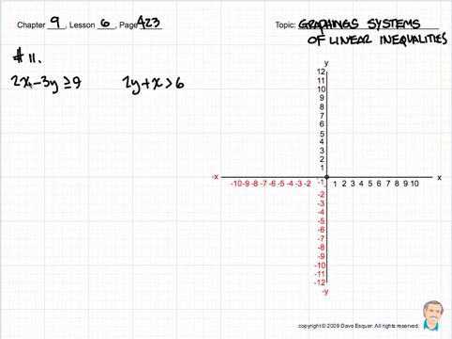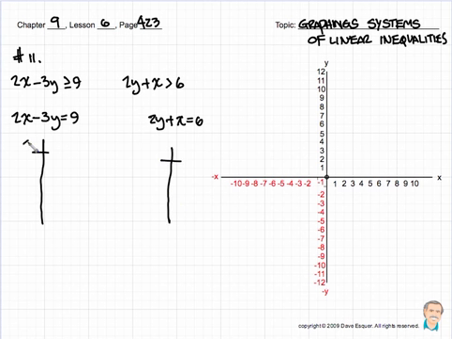So here we go. Let's begin with number 11. 2x minus 3y is greater than or equal to 9. And the other equation is 2y plus x is greater than 6. So 2x minus 3y is equal to 9. 2y plus x is equal to 6. Let's make our t-charts again. X and y, we're going to use our favorite points, the x and y intercepts, so we're going to test for 0 and 0 and see what we can come up with.